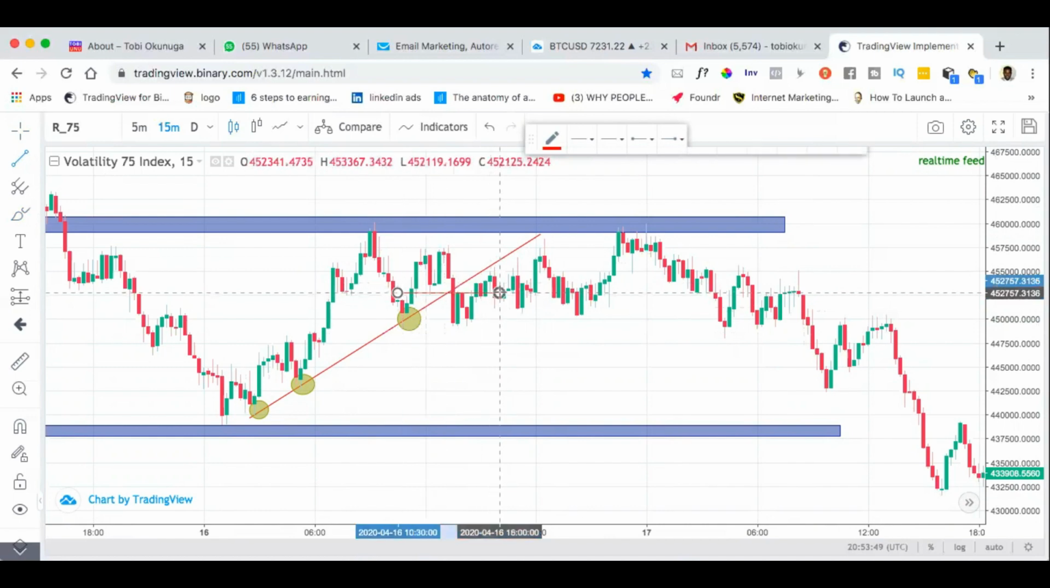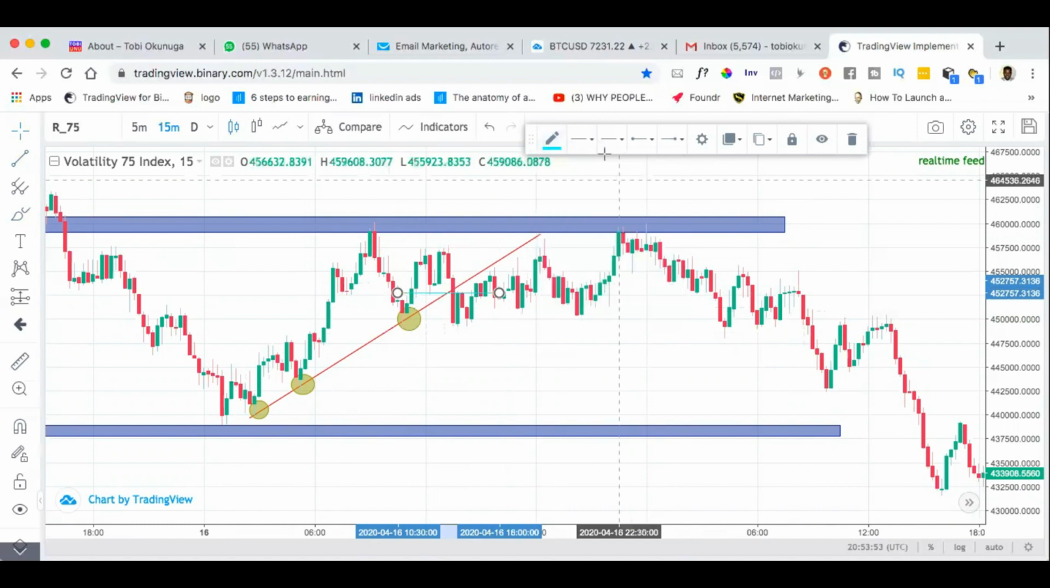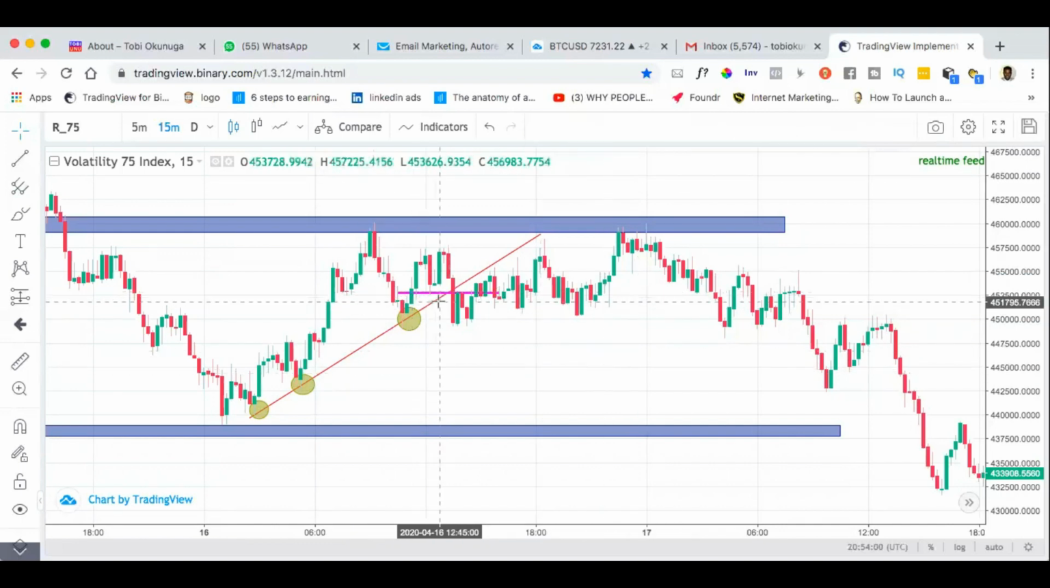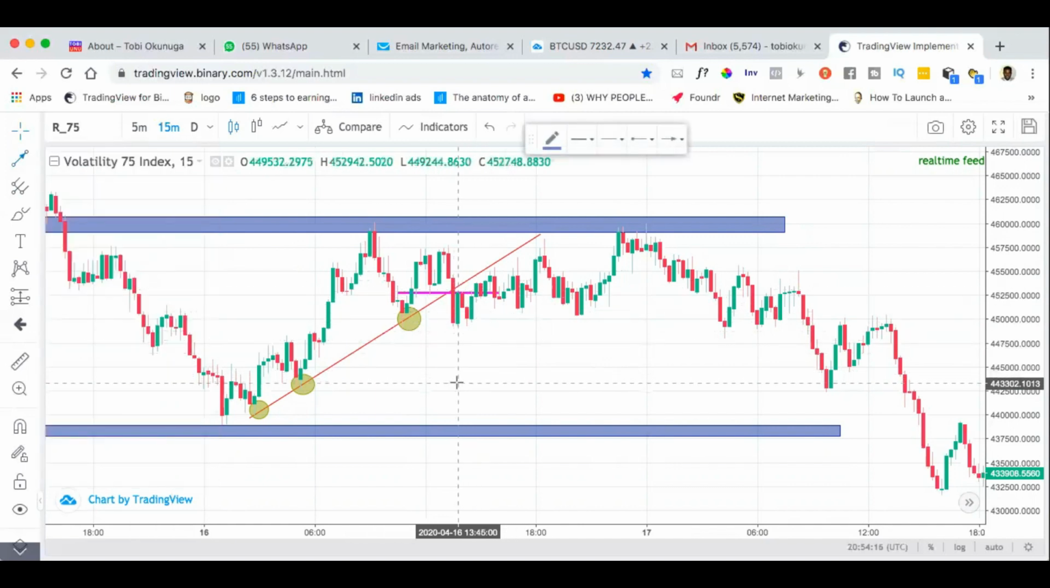Make this blue, purple, and make it thicker. So this is my neckline, and as you can see, this is the breakout over here. Once there's a breakout, I don't enter at the breakout, I enter at the retest. So this is the retest. No retest, no entry. So this is the retest, guys.